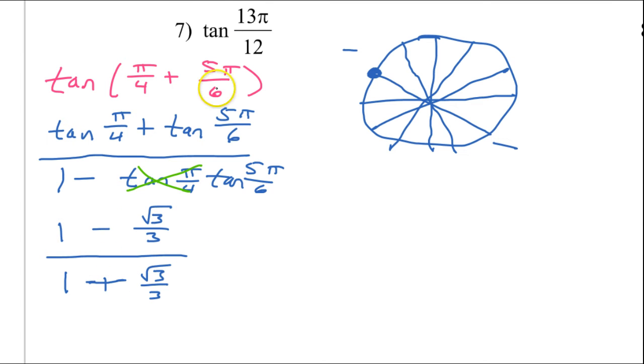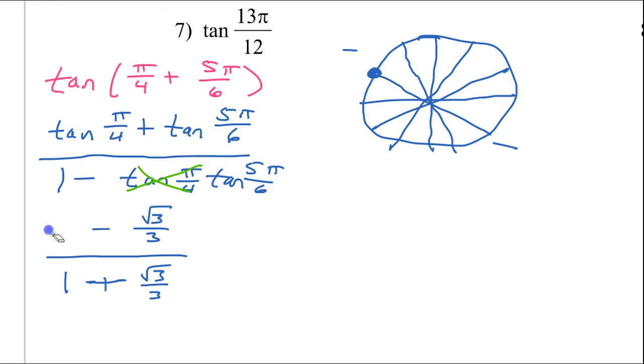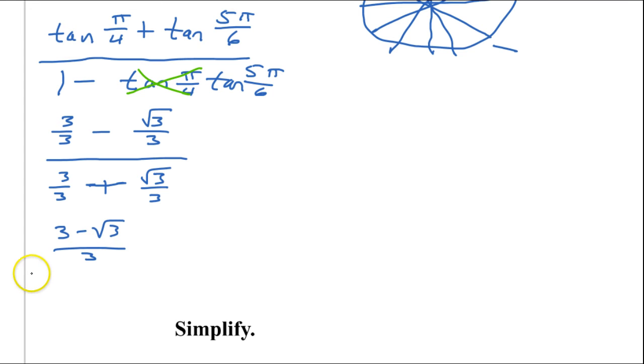Now I need like denominators to add and subtract. So I'm going to replace these 1's with 3 over 3's. So this would actually be 3 over 3 minus radical 3 over 3 and 3 over 3 plus radical 3 over 3. Okay, so that's going to give me 3 minus radical 3 over 3 divided by 3 plus radical 3 over 3.